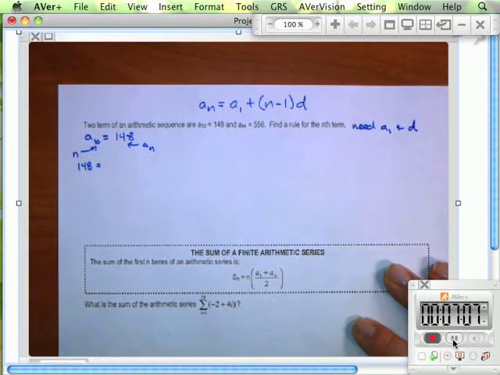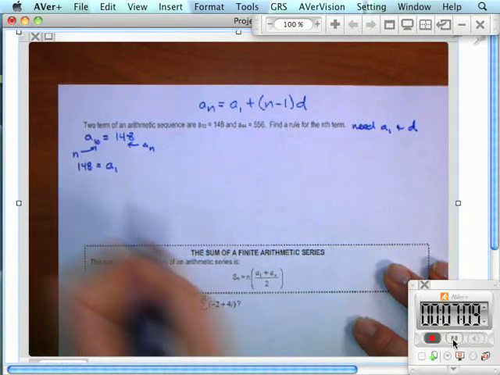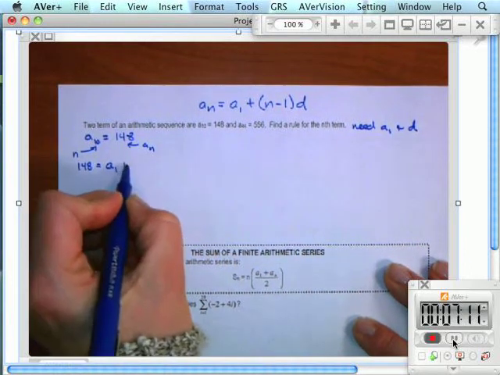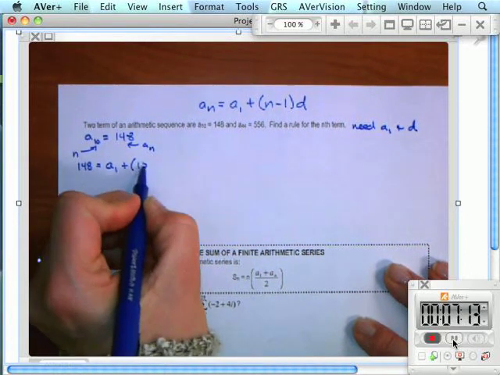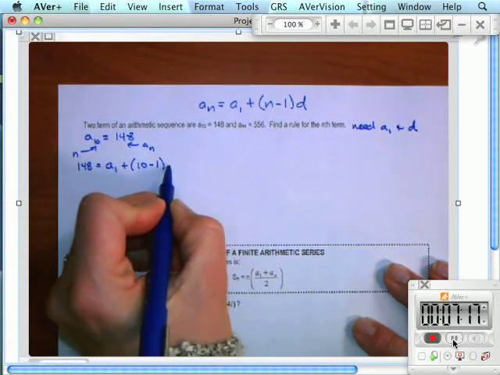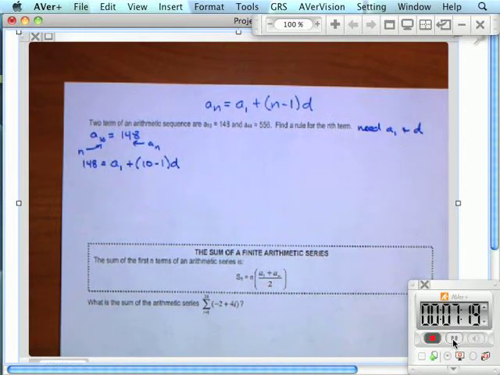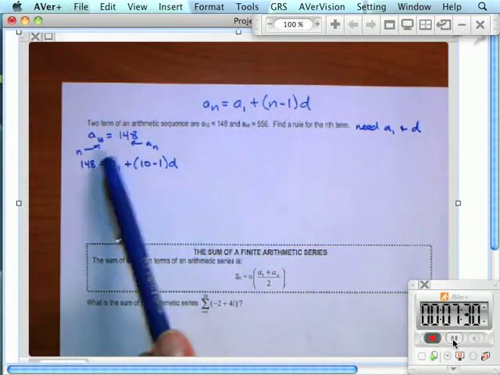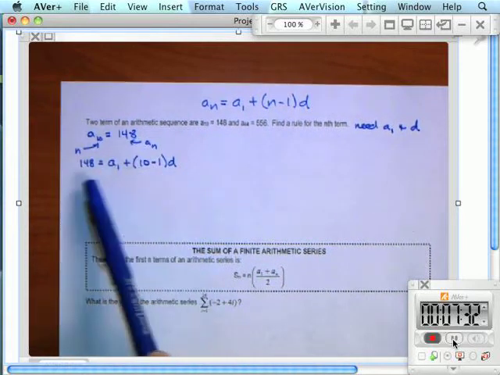I don't know what A of 1 is. I know that the n they gave me was 10, minus 1, and I don't know D. You see where I got that from? I got it from the information they gave me for this first one right here. This is n, this is A of n. And I plugged that in. Okay?